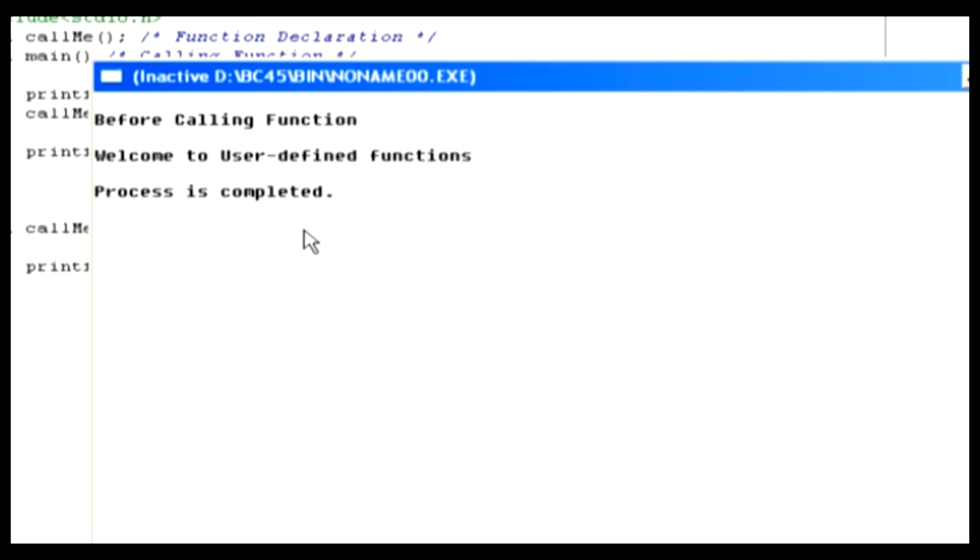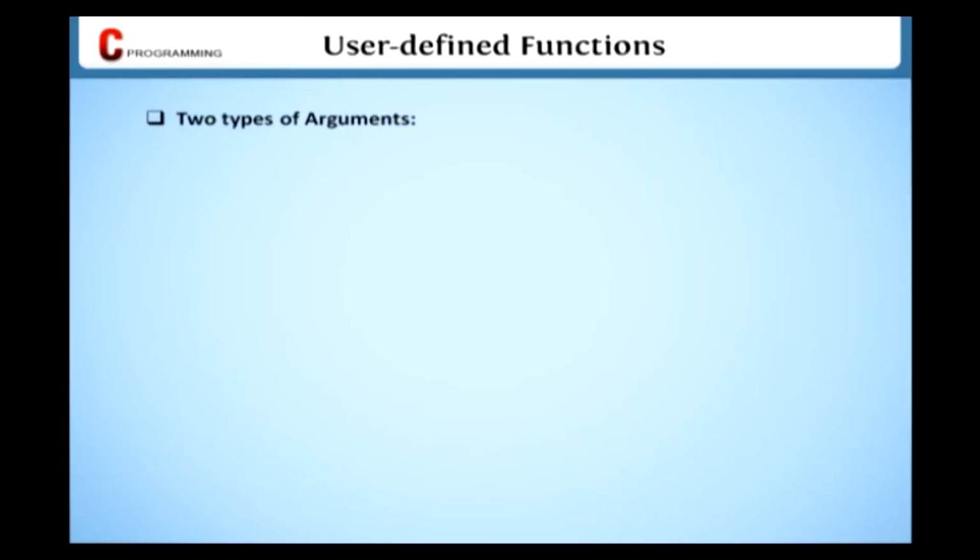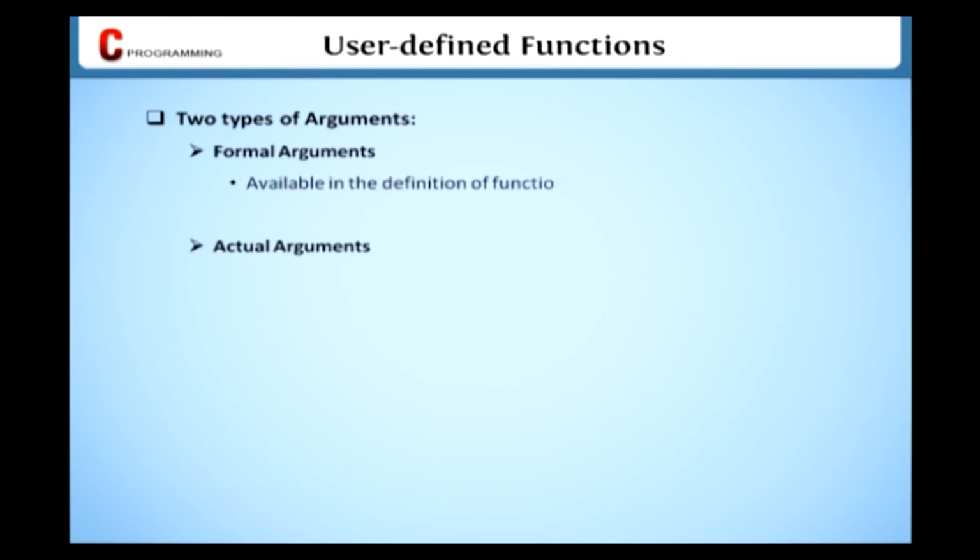Tip: generally the arguments are classified into two types. They are formal and actual arguments. The formal arguments are the arguments available in the definition of functions. They are preceded by their own data types. The actual arguments are available in the call of functions. I hope you are now familiar with user-defined functions.